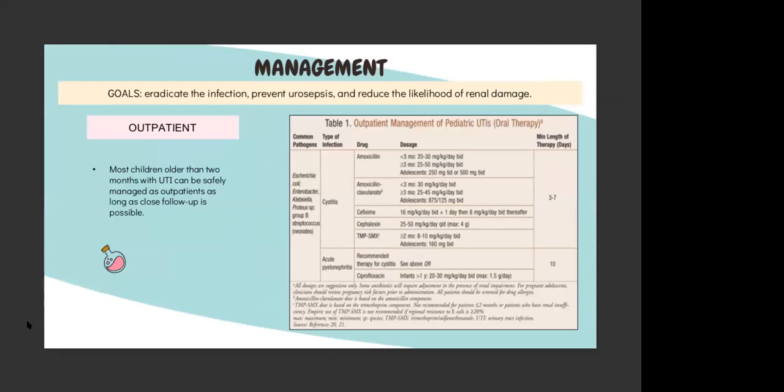So the goals of the management is to eradicate the infection, prevent urosepsis, and reduce the likelihood of renal damage. Most children older than 2 months with UTI can be safely managed as outpatient as long as the follow-up is possible. And oral antibiotics are effective for outpatient treatment of UTI, including cystitis and acute pyelonephritis, and it has been shown in table 1. And timely treatment of acute pyelonephritis, particularly in younger children, is imperative to prevent renal injury and potential scarring.